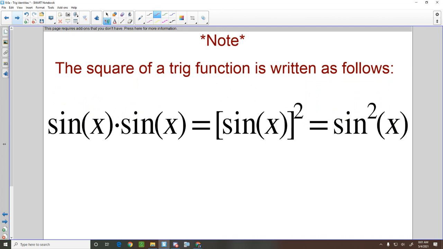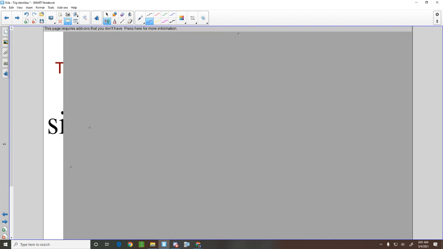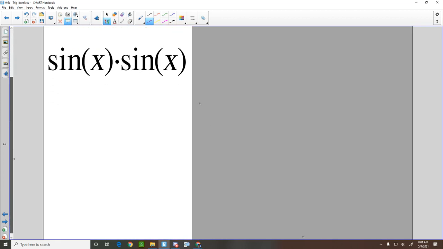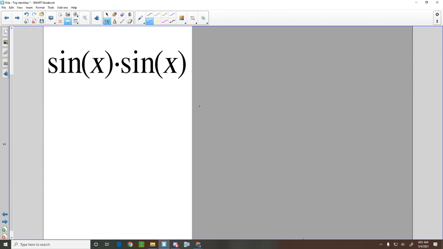Sometimes, if we're multiplying the same trig function times itself, it can look a little different. So what we have to do, if I had sine times sine, here, let me show you this first. Here's the problem we get. If I'm multiplying sine times another sine, how do we usually write that simplified? Yeah, when we write the exponent of a 2.